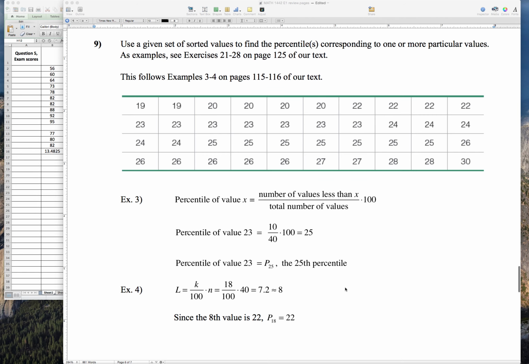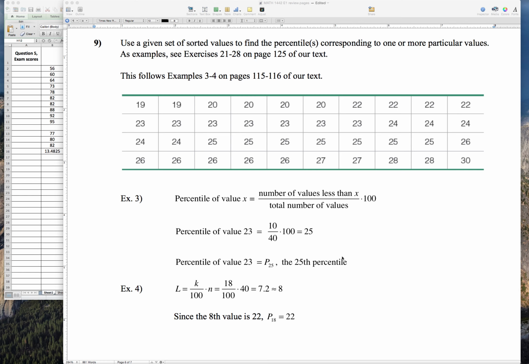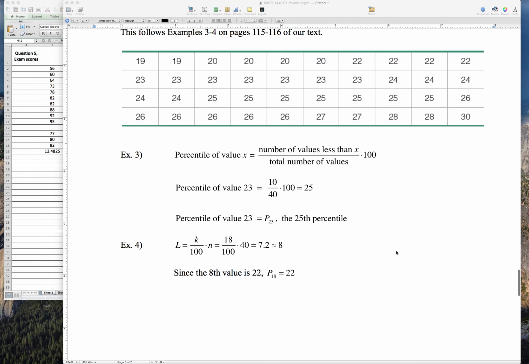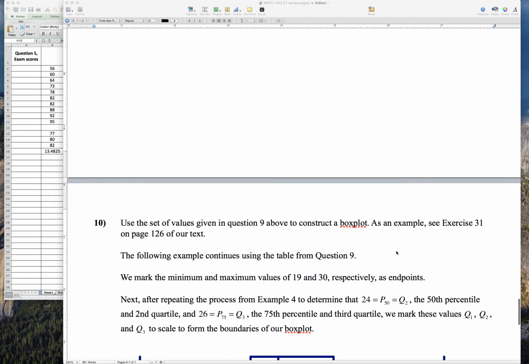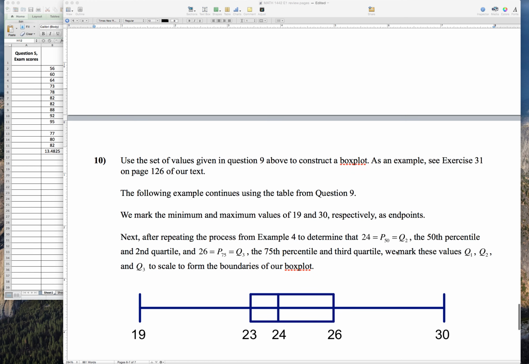So that's how we find those values in this question. I'll show you in a minute a quicker way to do this in Excel. And now the last question asks us to draw a box plot.